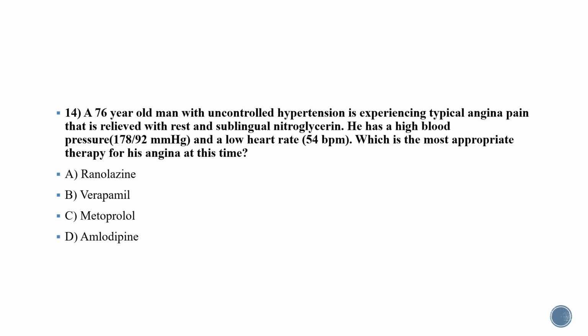So in this question, the patient has two conditions, uncontrolled hypertension and angina. His current blood pressure is 178/92 mmHg and he has a low heart rate, 54 beats per minute. So which among the options will be most appropriate for his angina at this time? The options are ranolazine, verapamil, metoprolol and amlodipine. Here the correct answer is option D, amlodipine.